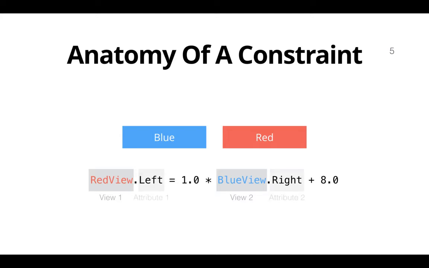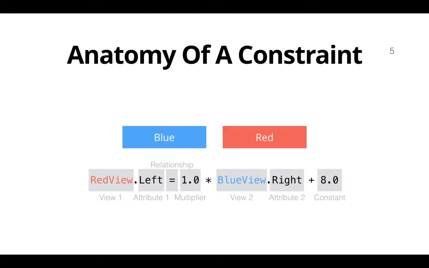What we have next is the attributes, which would be the right edge of the blue view and the left edge of the red view. Then we have a relationship. And lastly, we have a multiplier as well as a constant. Now I'm going to quickly explain what this constraint does. What this does is it takes the right edge of the blue view and the left edge of the red view. Those are basically the two views and the two attributes, and it sets the relationship between them.